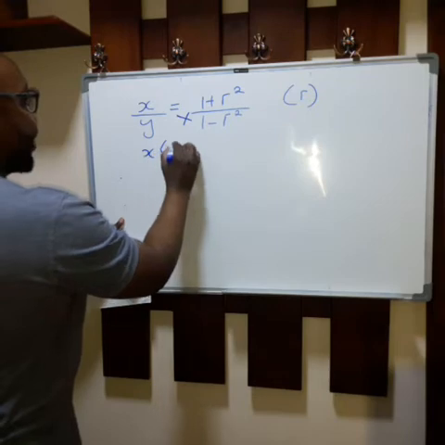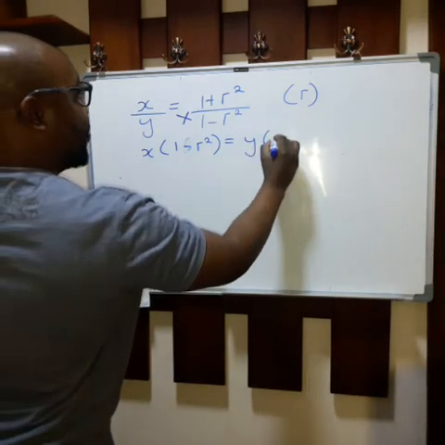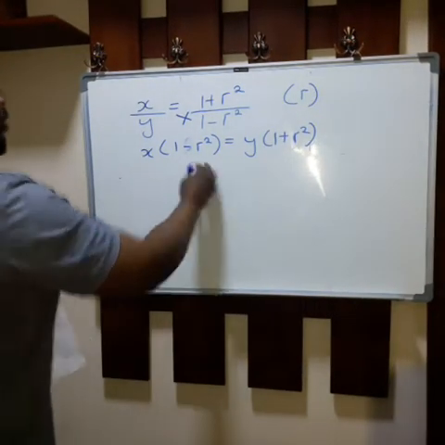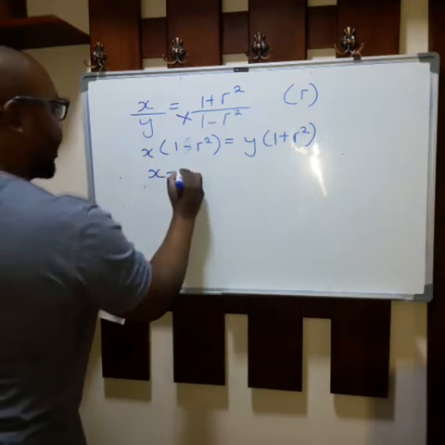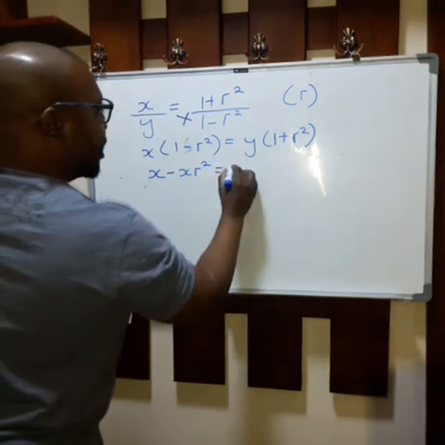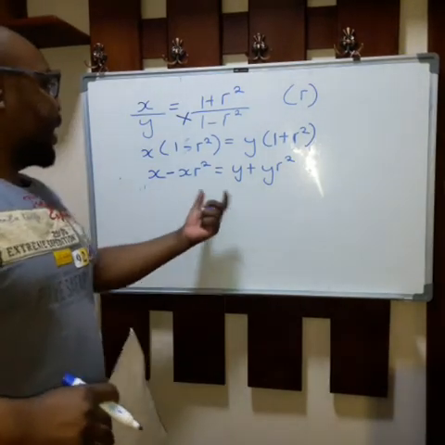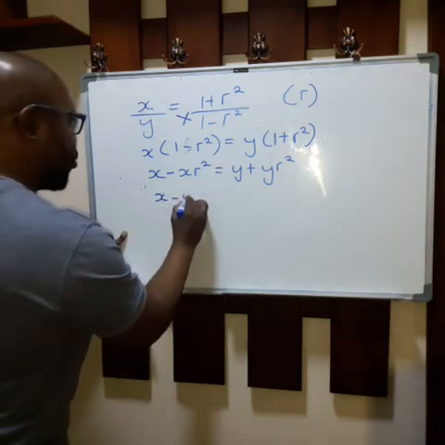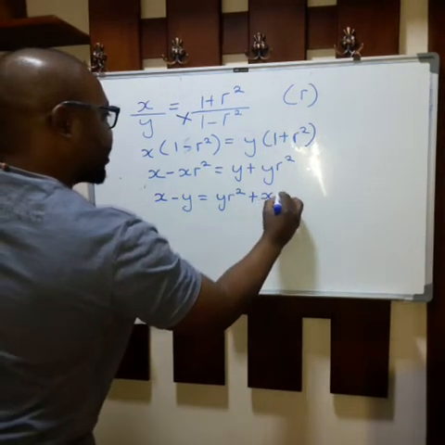I will get X open bracket 1 minus R squared close bracket is equal to Y open bracket 1 plus R squared close bracket. The next phase is I expand. I will get x times 1, I get x. This one times this one, I get minus x r squared is equal to y, also multiply what is in the bracket. It will be y plus y r squared. Okay, the next phase is to collect variables with r. So I will rearrange everything. It will be x minus y is equal to y r squared plus x r squared.